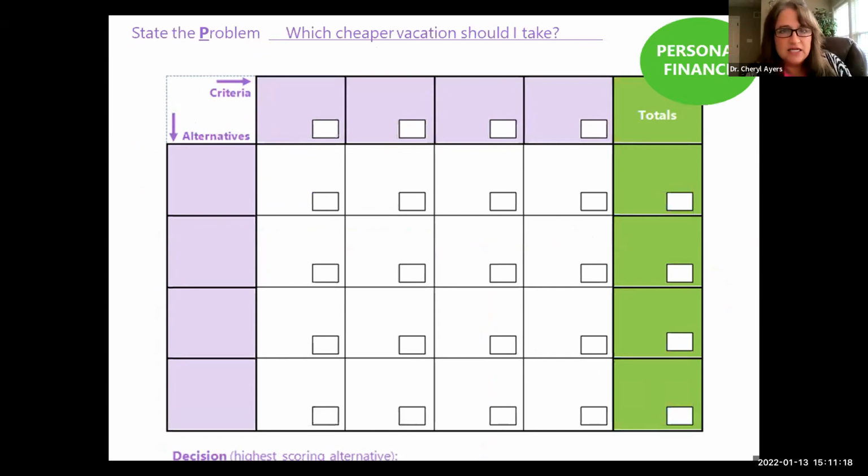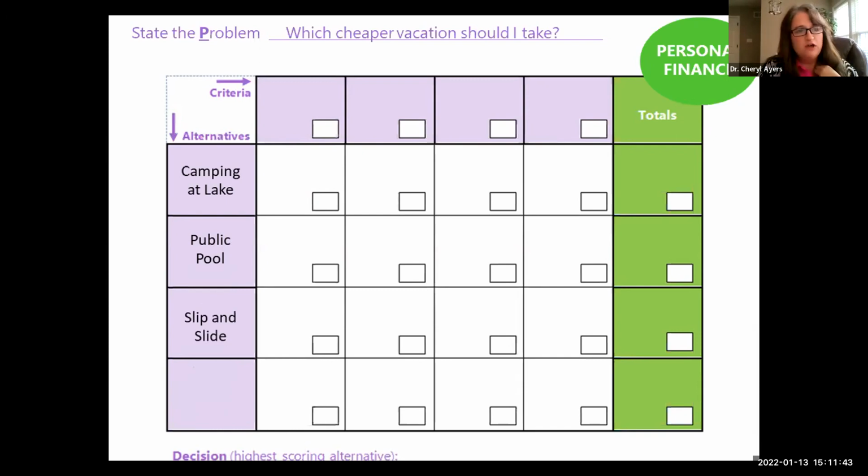So here it is. You can see I can't see the top of my screen here, but this is the personal finance one. So we're not going to the beach, too expensive. So let's still do something fun. And the new alternatives should be a little bit cheaper, but hopefully still fun. We're going to consider camping at the lake, going to the public pool, pretend it's summer, and then maybe getting that old slip and slide. Those of you around my age might remember that yellow strip. We're going to put that on our list of ways to have fun.